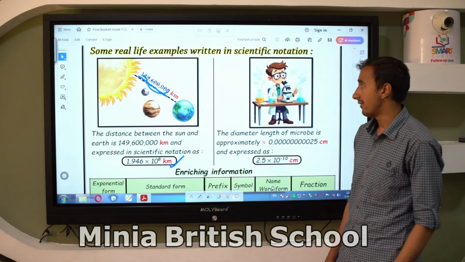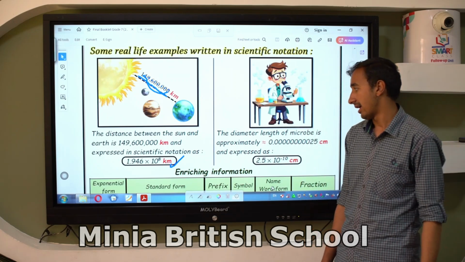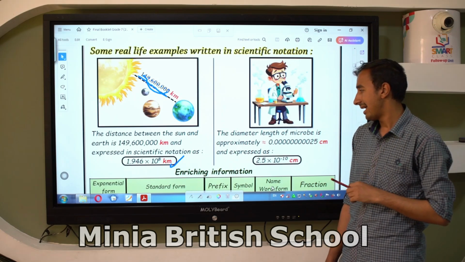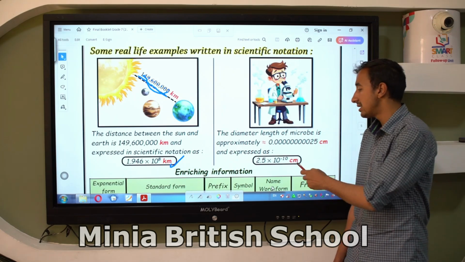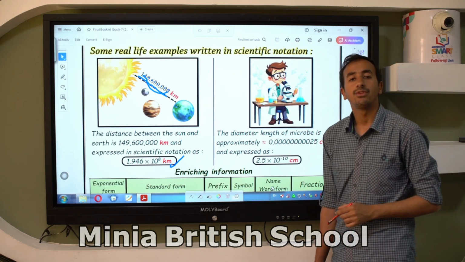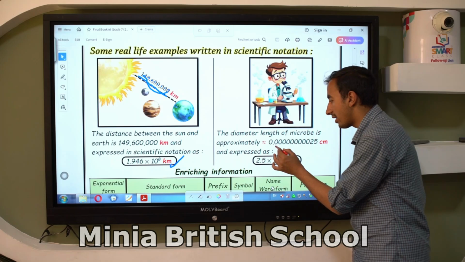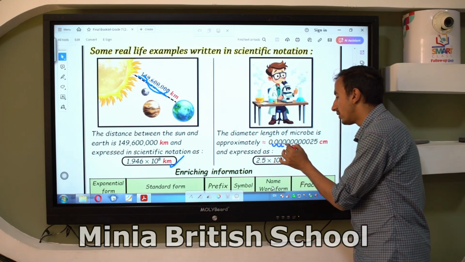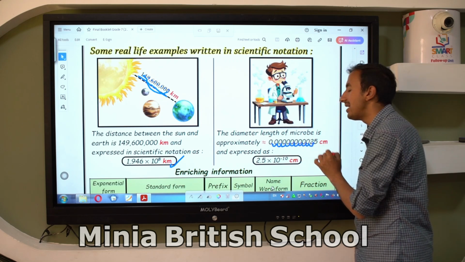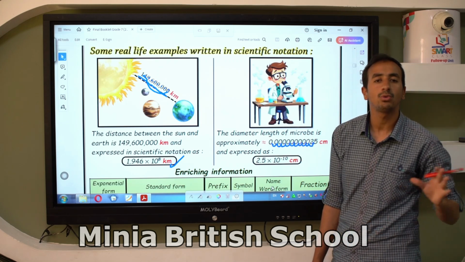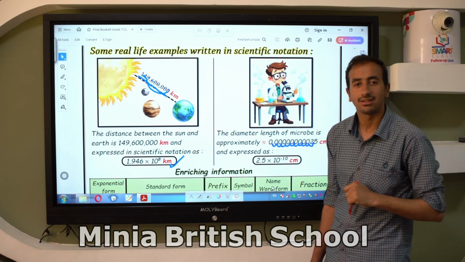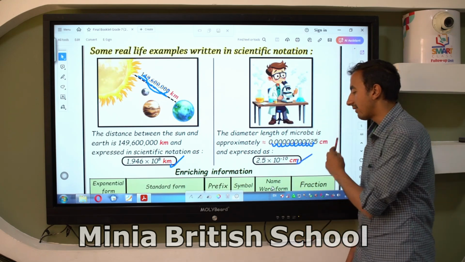Another example, in scientific chemistry, we have a new virus. The diameter length is 0.00000025. So I move the decimal point from left to right: 1, 2, 3, 4, 5, 6, 7, 8, 9, 10 places, because I need a number between 1 and 10. 2.5 times 10 to the power of negative 10, so 2.5 times 10 to the power negative 10 centimeters.